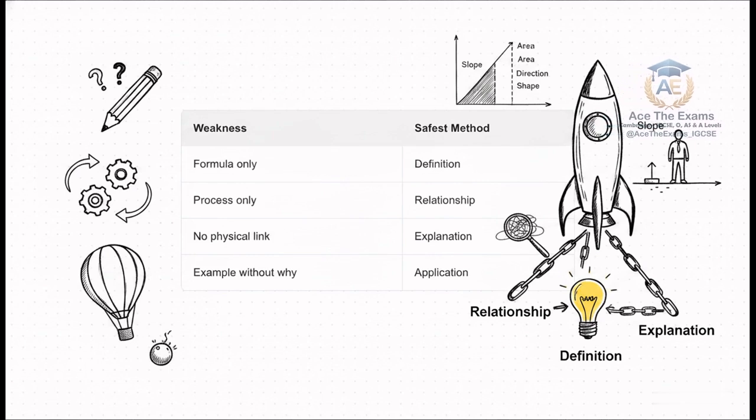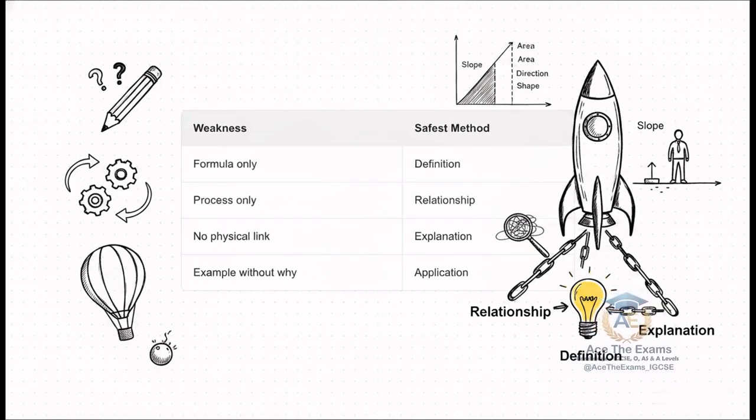Looking at the common weaknesses, trap number 1 is writing down a formula without actually defining the variables. If you just scribble F equals ma on the line, you lose marks. You must specify that F is the resultant force acting on the object in question. Trap number 2 is quoting a process without linking it to a physical effect. Just saying Newton's third law happens doesn't actually explain to the examiner why a rifle violently kicks back into your shoulder when you pull the trigger.